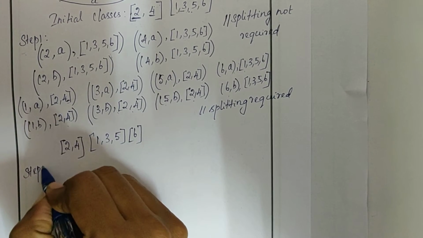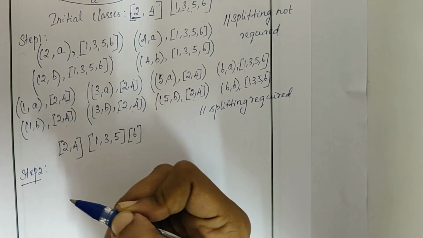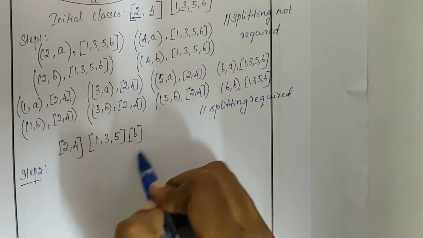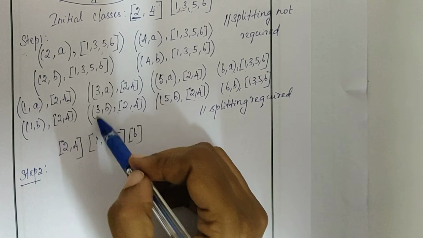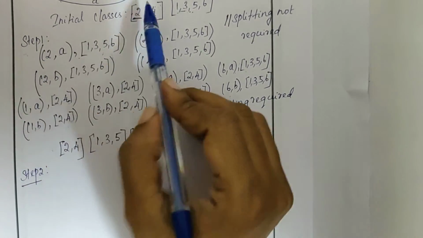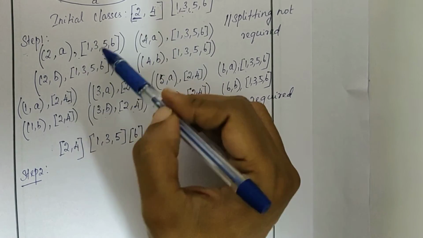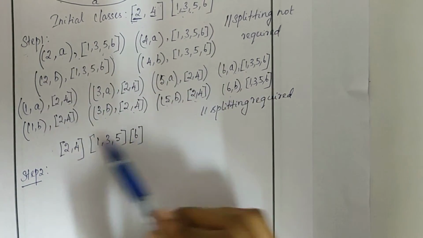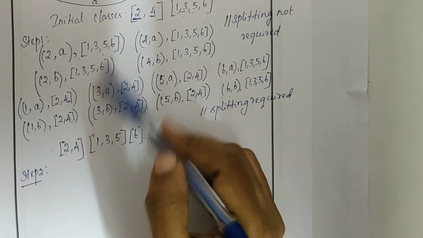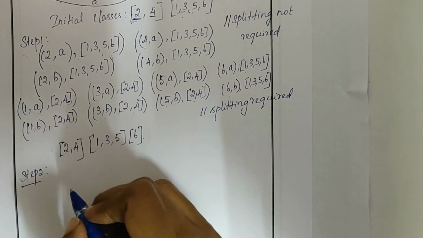Next is step 2, right? In step 2, these are my classes. For these classes I have to repeat these steps. This procedure I have to repeat for each class. The initial classes were this one, and I have done the procedure. Now my classes are these. I have 3 classes, and for these I have to do the same procedure, right?